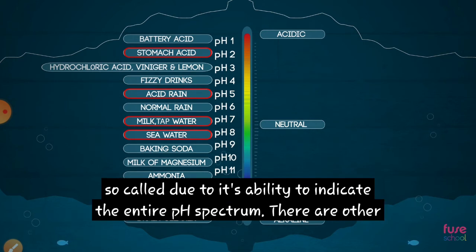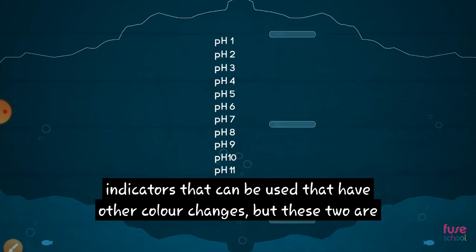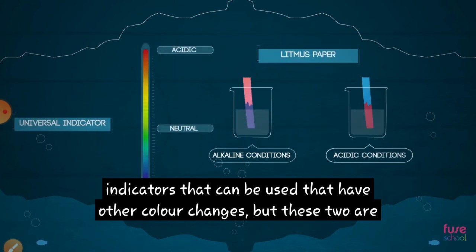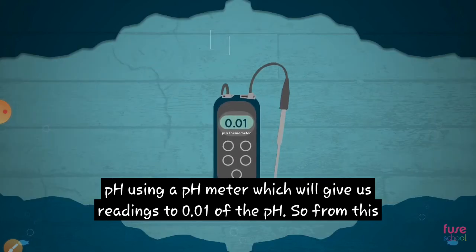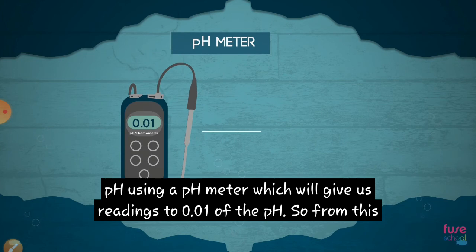Universal indicator is so called due to its ability to indicate the entire pH spectrum. There are other indicators that have other color changes, but these two are the ones we need to know. We can also get an even more accurate measurement of the pH using a pH meter, which will give us a reading to 0.01 of the pH.